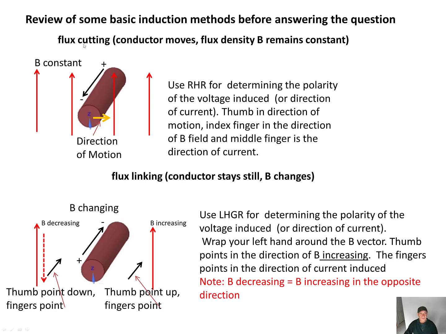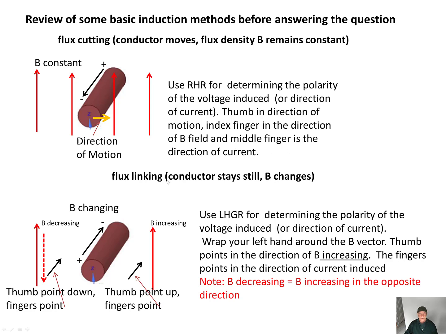So there's two methods: flux cutting and flux linking. Flux cutting is when the conductor moves, and flux density B remains constant. We use the right hand rule for determining the polarity of the voltage induced or the direction of the current. Thumb in the direction of motion, index finger in the direction of the B field, and the middle finger in the direction of the current.